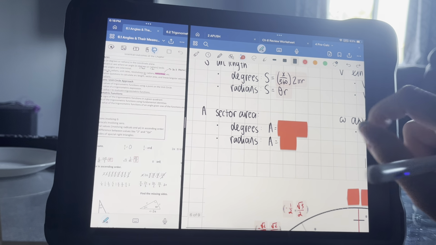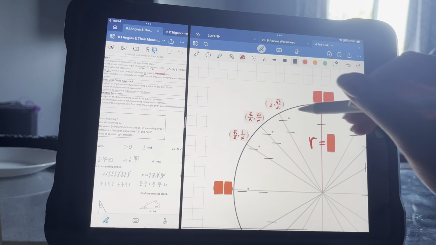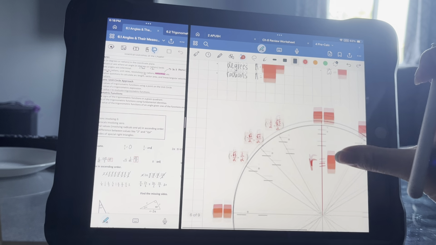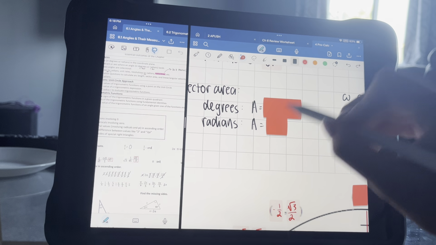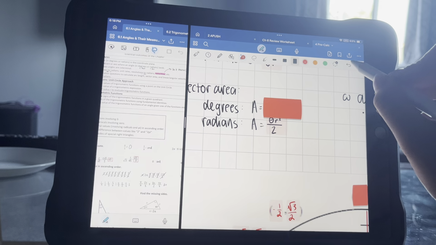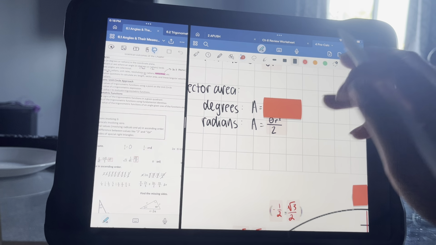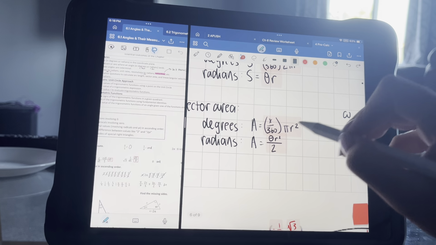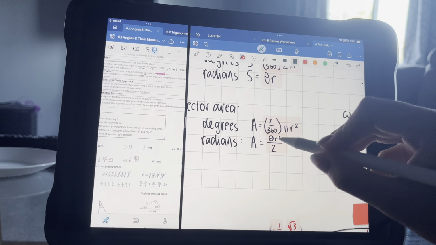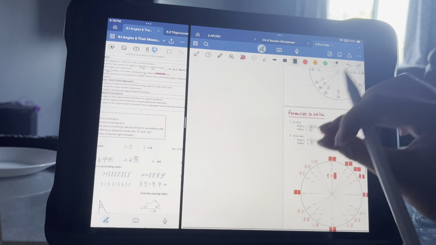For sector area, that's a piece of a circle, so a fraction of the full circle. The formula for the area of a circle is pi r squared, so we're going to have a fraction times pi r squared. In radians, it's theta r squared over 2.